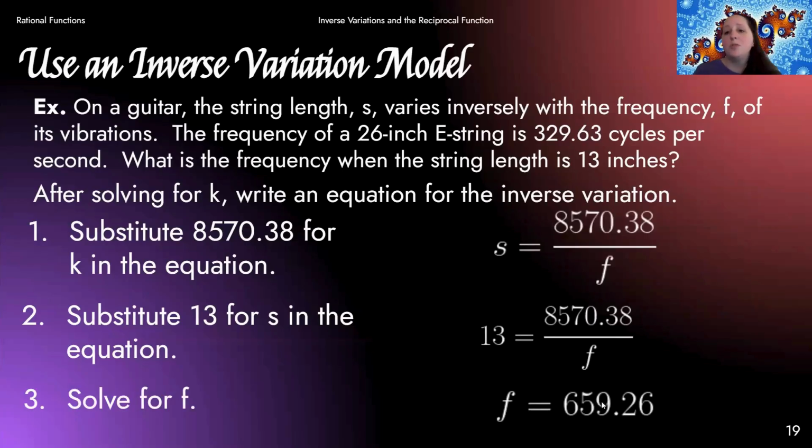You can also double check and make sure that this works by doing 8,570.38 divided by 659.26, and you'll get 13.